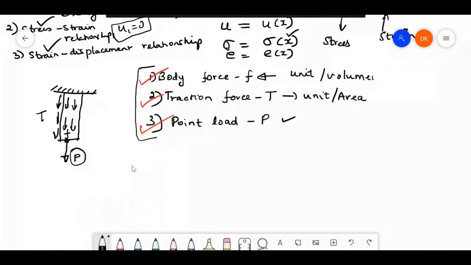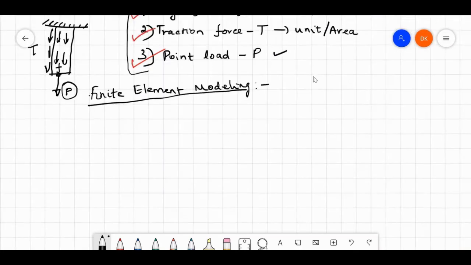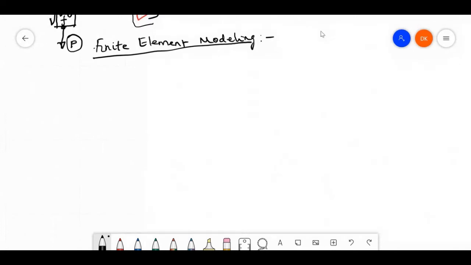Right. So now we can use the finite element modeling. How are we going to model the problem? In finite element modeling, first, any domain we are going to discretize. That is our procedure: any domain we are going to divide. So take this, the solid rod.